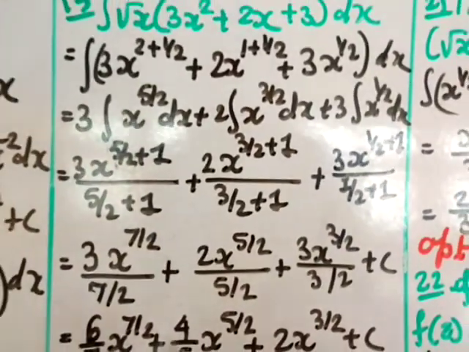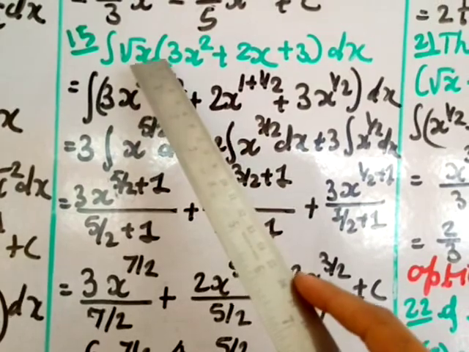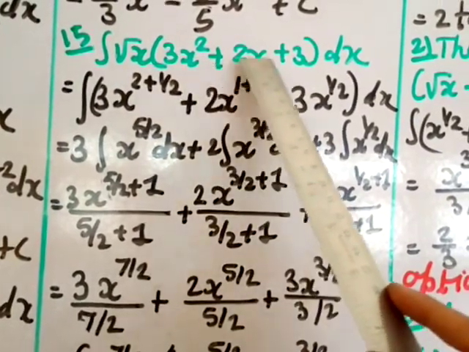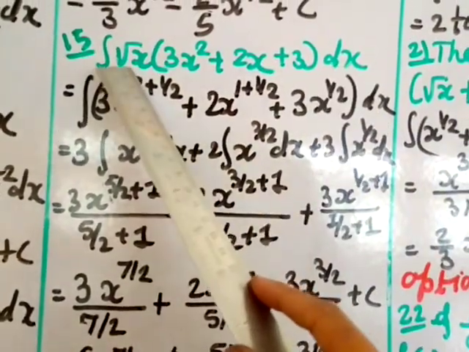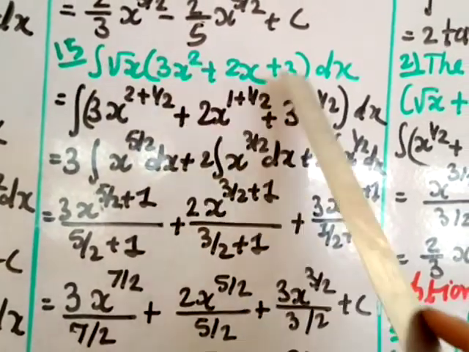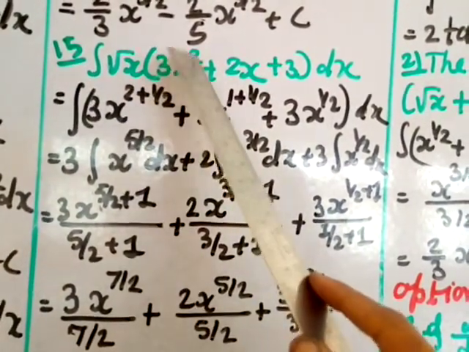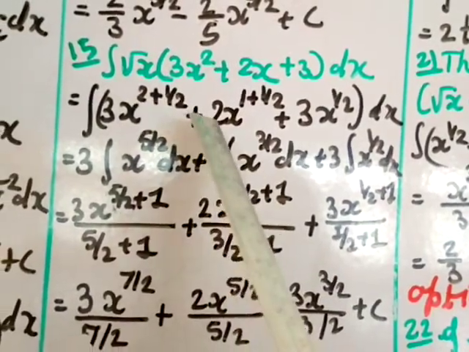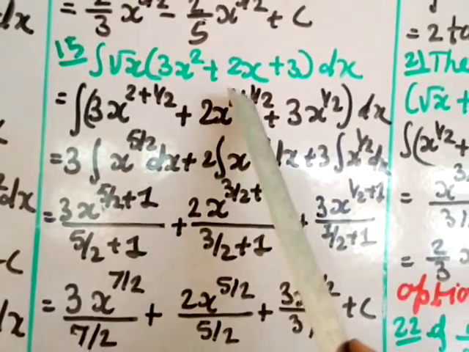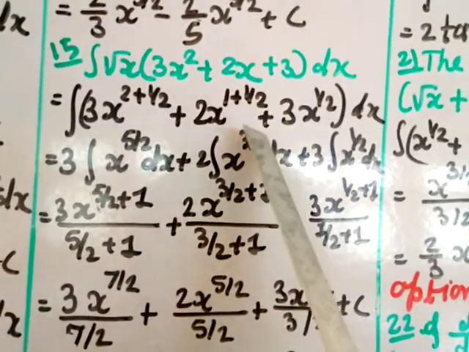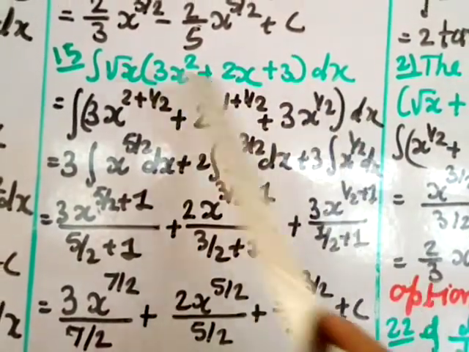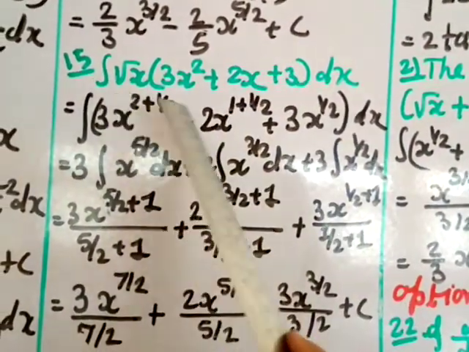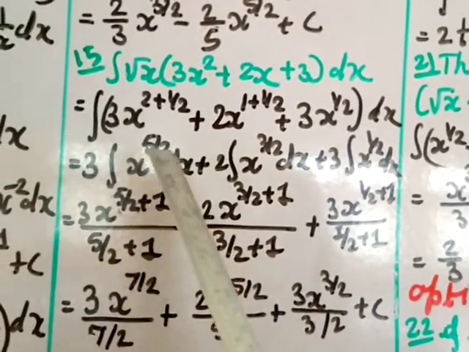Question number 15. Integral root x into 3x square plus 2x plus 3 dx. Here also root x means power 1/2. So I multiply inside: 3x square times x power 1/2, plus 2x times x power 1/2, plus 3 times x power 1/2, dx. Just multiply here. Then you take LCM: 2 into 2 is 4, plus 1 is 5/2.